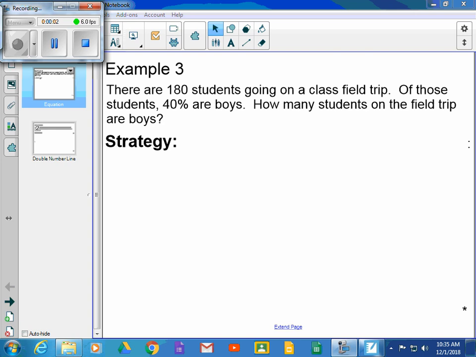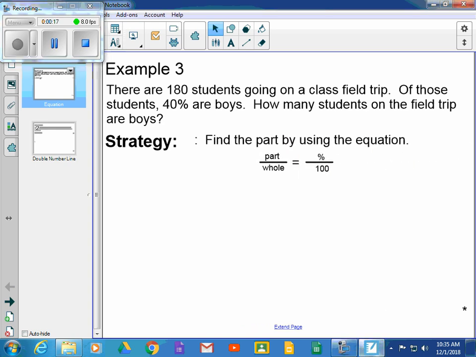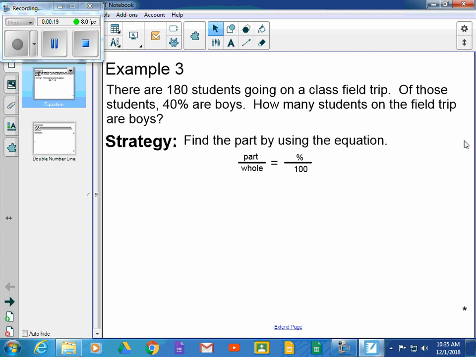Example 3. There are 180 students going on a class field trip. Of those students, 40% are boys. How many students on the field trip are boys? Again, I want to show you two strategies to solve this problem. And the first is going to be find the part using the equation part over whole equals percent over 100.